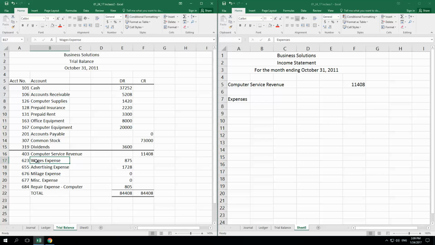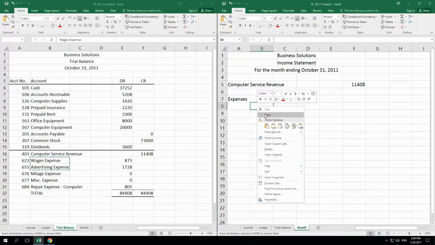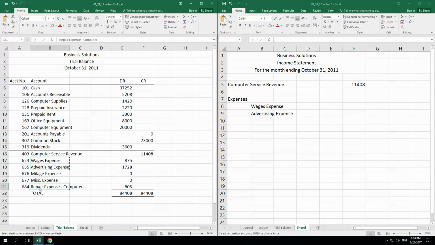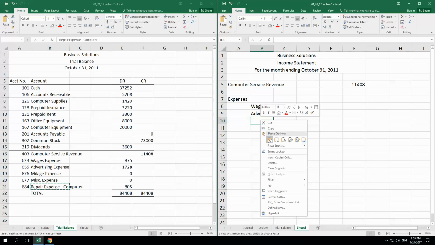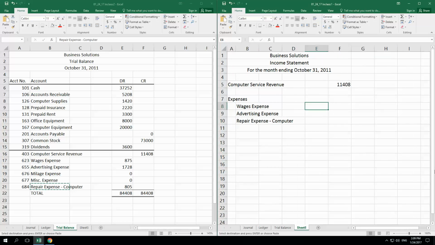We got wages. Actually, we only have 2, so we got 3, I'm sorry. We got this one, and this one. We only need to pull the ones over that we have. Okay? Because we're not going to show stuff with 0 in it on our income statement. So I'm only going to pull the expenses over that have amounts in them. Okay? And my expenses are wage expense, advertising, and repair. You remember how to do this, right? So I got total expenses.